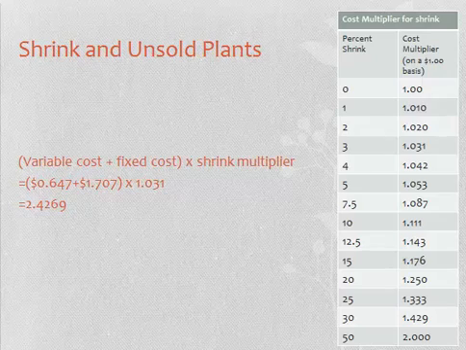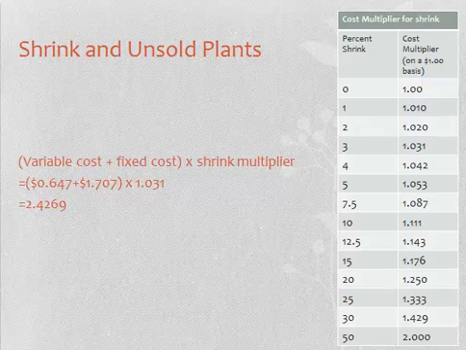Now we also have to consider shrink and unsold plants because despite how well you do, some plants are going to get diseased or some plants just are not going to sell. So in order to do this, we have to take our variable cost, add it to our fixed cost, and then multiply it by an expected shrink multiplier. So if we were going to assume a loss or a shrink of 3% of our crops just didn't grow right, had a disease, whatever.